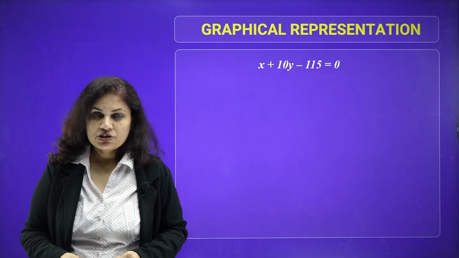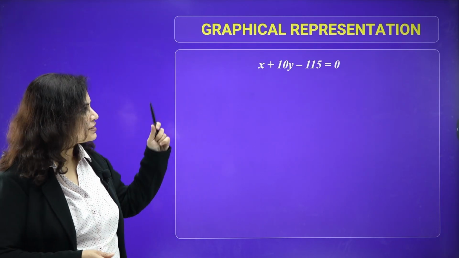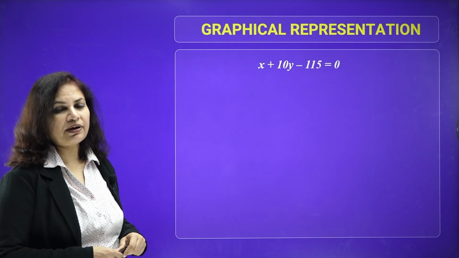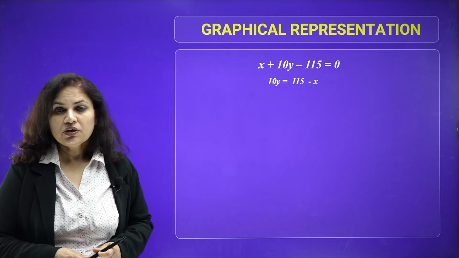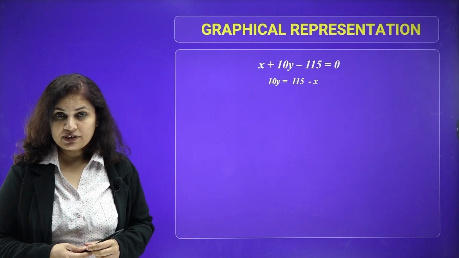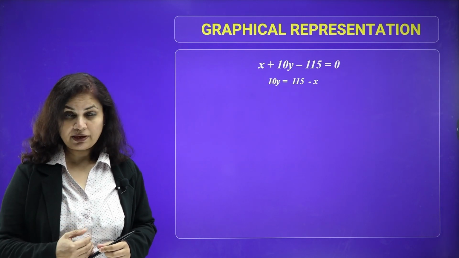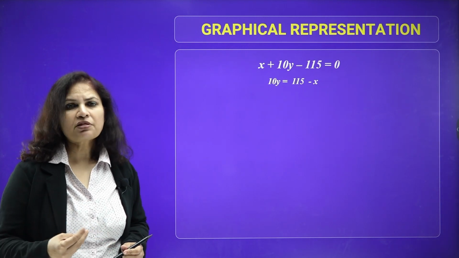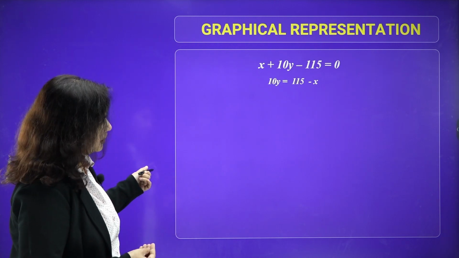Graphical representation of a linear equation in two variables. Let us consider an example. We have a linear equation x plus 10y minus 115 equal to 0. To solve graphically, we first need to make a table of different values of x and y. The ordered pairs x and y will give you a set of points which will be plotted on the graph to give you the straight line.